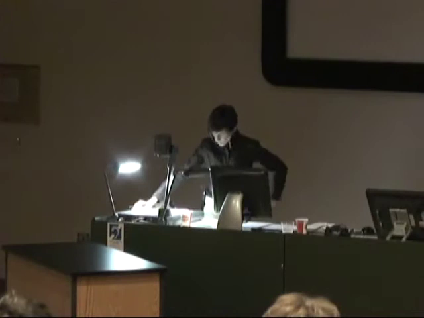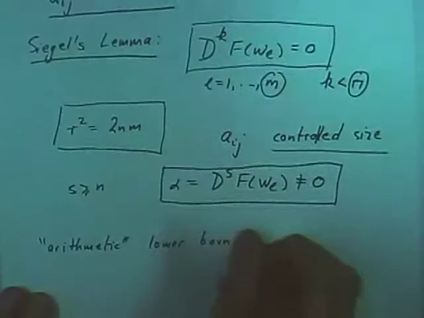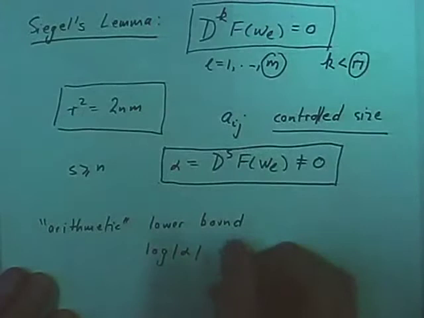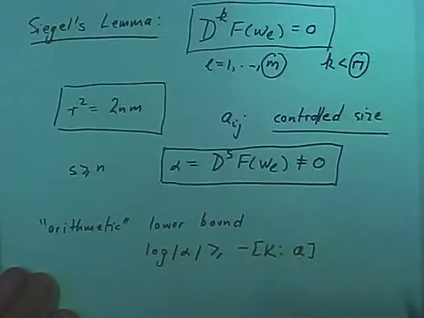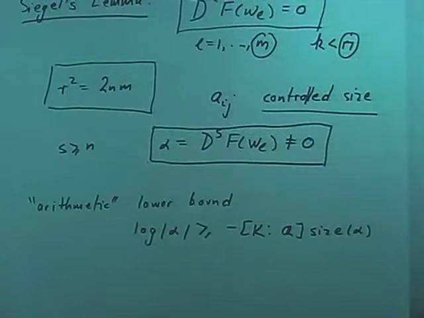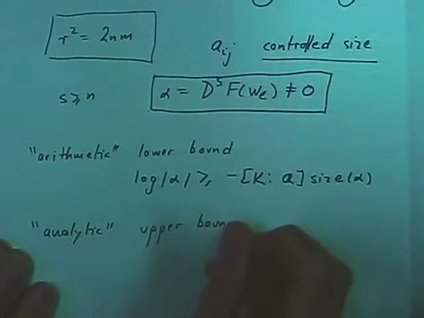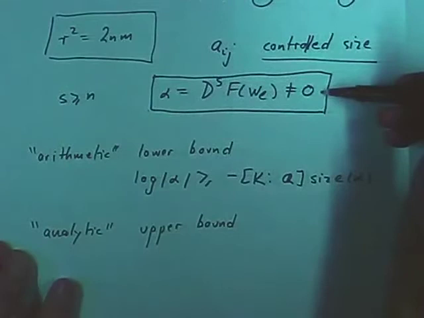So because it's not equal to zero, you have an arithmetic lower bound, which tells you that log of the absolute value of alpha is bounded below by the degree of the field times the size of alpha, which is really its height. I'm not going to give the precise definition. So here it's essential that alpha be not equal to zero. And then you have an analytic upper bound, which uses the maximum modulus principle in a clever way.